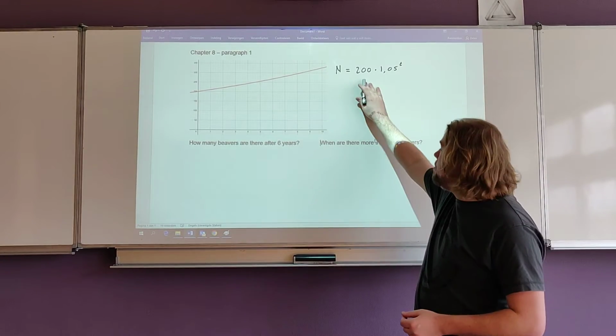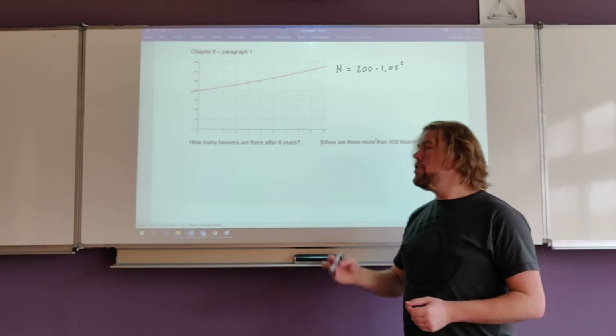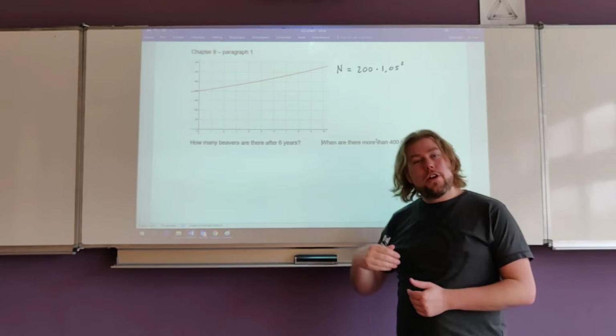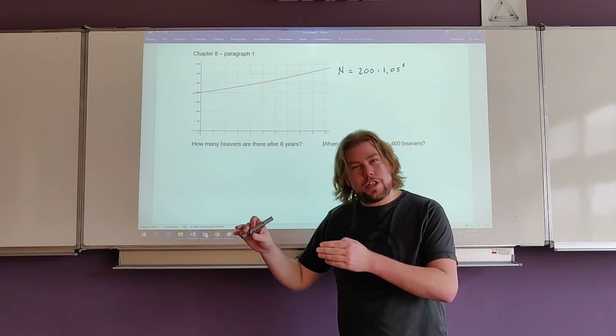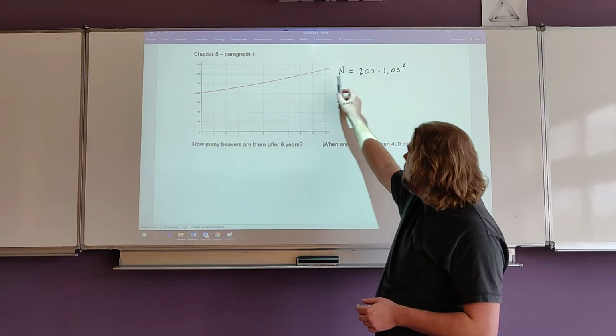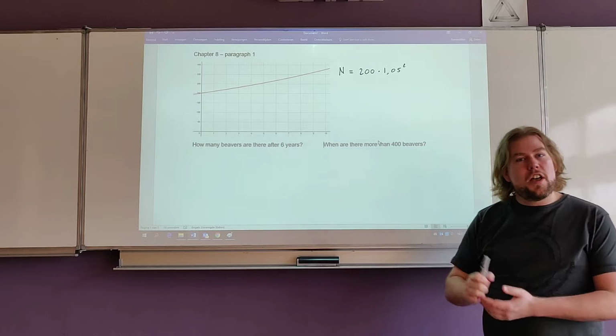Let's say we have 200 beavers in the Netherlands, and they do quite well. So every year there's 5% more beavers. Then the graph will look like this. I mean, it's not a straight line. You can see it just slightly goes up quicker and quicker. But because it's only 5%, it doesn't go up very quick.